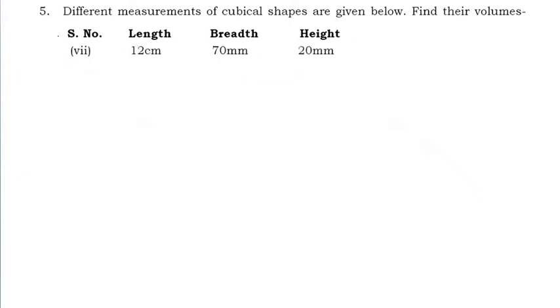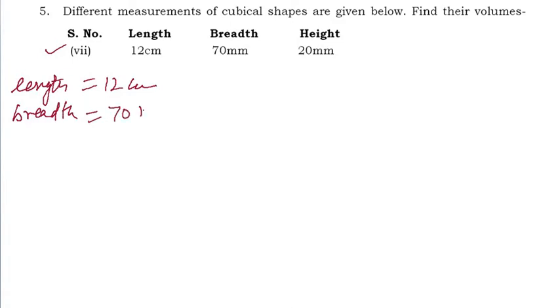Now come to the seventh part of this question. This is the seventh part. So length is given as, so you have to write here length. Length is given as 12 centimeter. Now breadth, it is given as 70 millimeter. First change into centimeter. So 70 divided by 10, it is changed into centimeter.